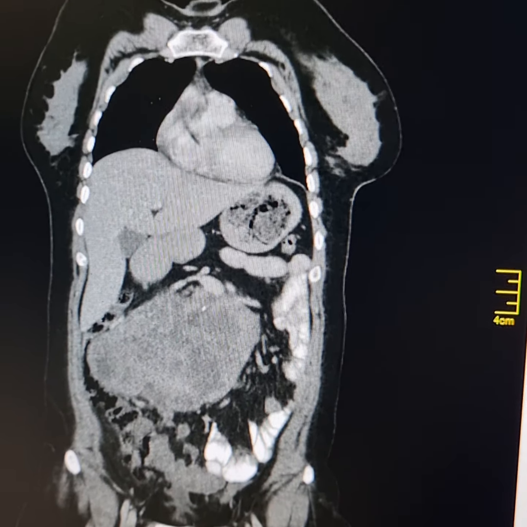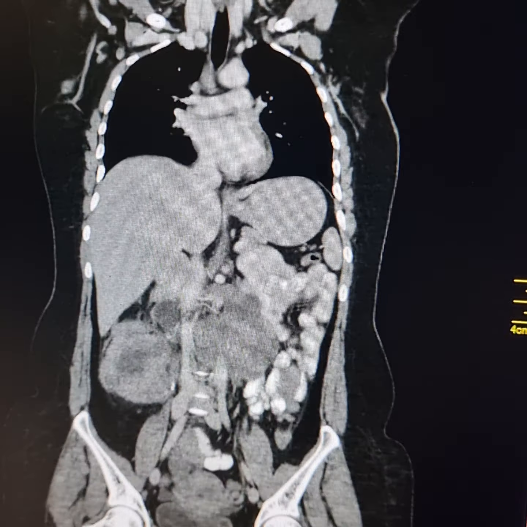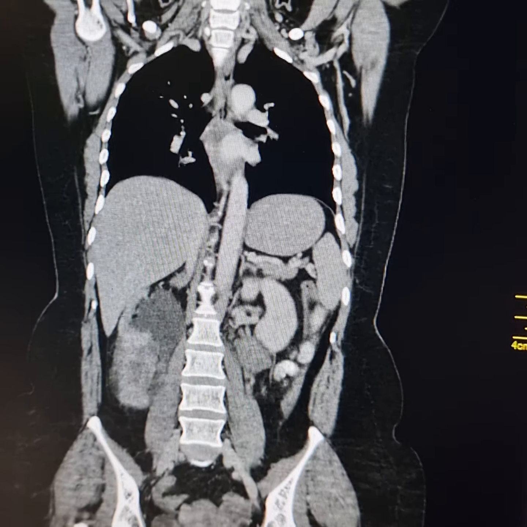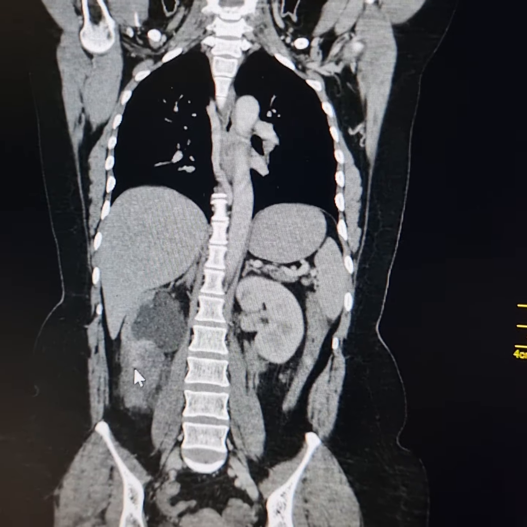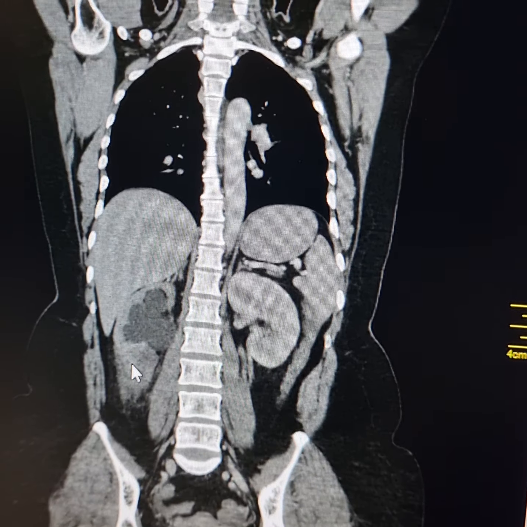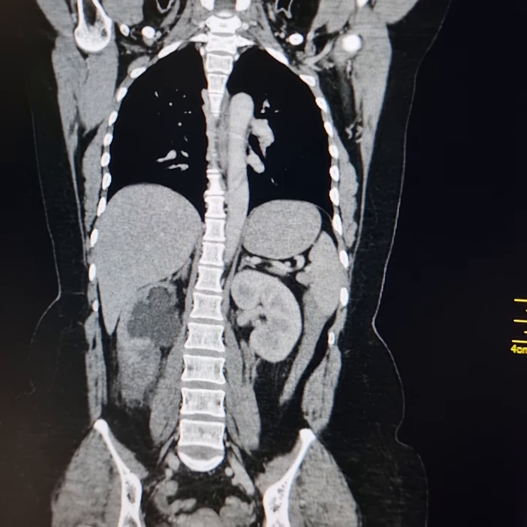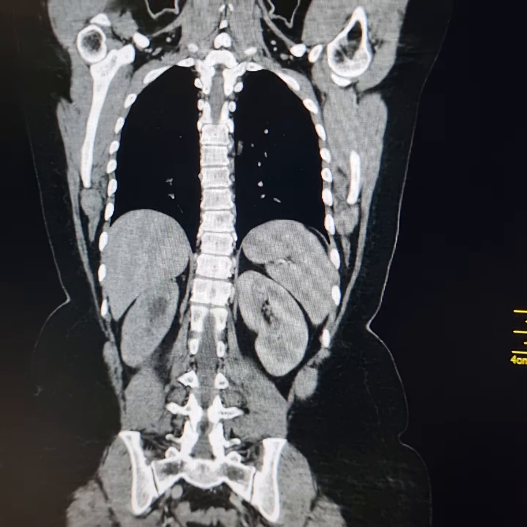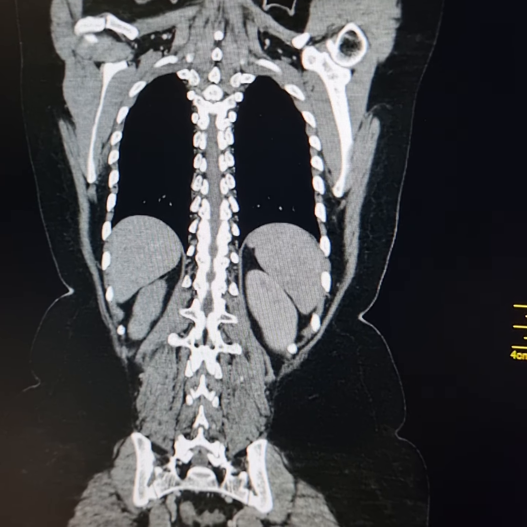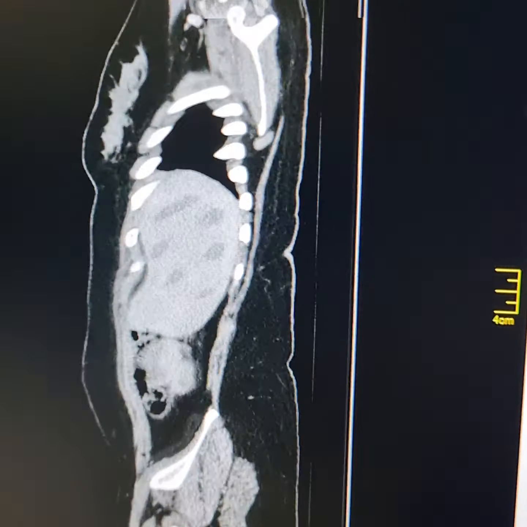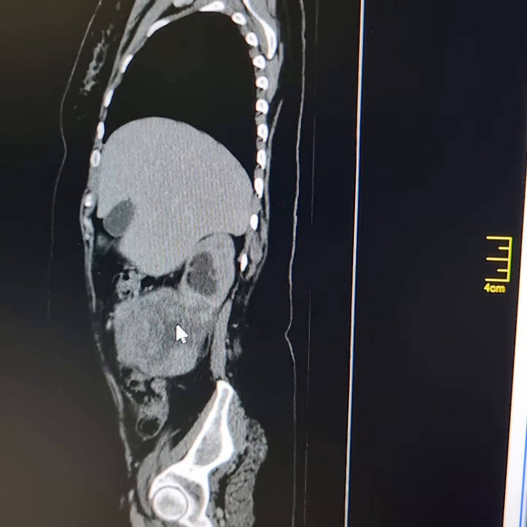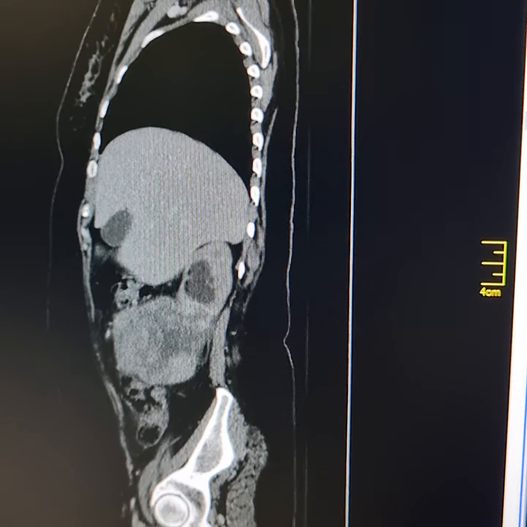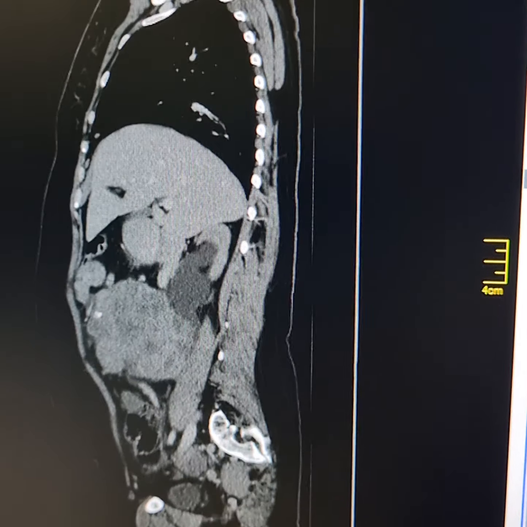This is the coronal scan. Please observe infiltration of the lower pole of the right kidney here and involvement of the right ureter. This was not present in the previous CT scan. Please observe infiltration of the lower pole of the right kidney.